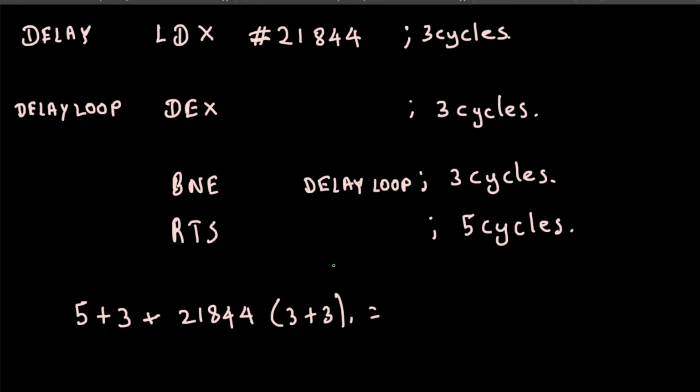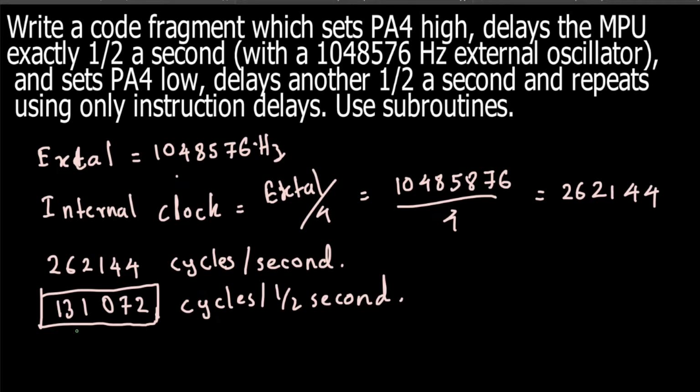5 plus 3 plus 21,844 bracket 3 plus 3. Okay, that is giving me 130,007. So that basically works good. We don't need anything extra. So let's double check if there is anything else that has to be done.